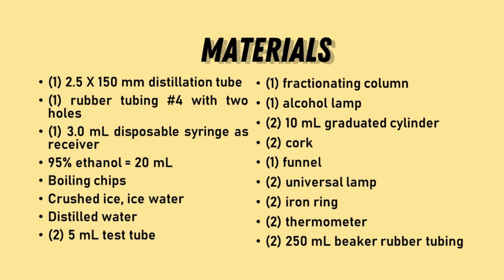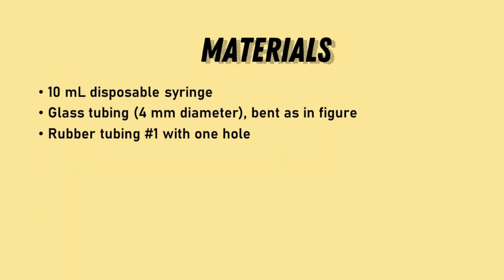The materials we used in this experiment are the following: 2.5 by 150 mm distillation tube, rubber tubing number 4 with 2 holes, 3 ml disposable syringe as receiver, 95% ethanol which is 20 ml, boiling chips, crushed ice or ice water, distilled water, 2 pieces 5 milliliter test tube, fractionating column, alcohol lamp, 2 pieces 10 ml graduated cylinder, 2 corks, funnel, 2 universal clamps, 2 iron rings, 2 thermometers, 2 pieces 250 ml beaker, rubber tubing, 10 ml disposable syringe, glass tubing with 4 mm diameter, rubber tubing number 1 with 1 hole.